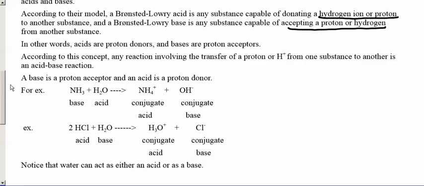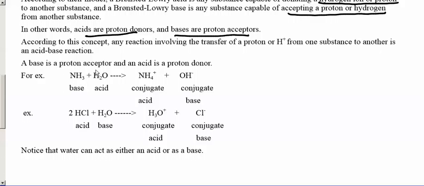So let's take a look here. I've got NH3 and H2O. H comes off of the H2O, moves over here. I get NH4 plus, OH minus. Currently, when I look at what happens here, this thing is giving up an H plus, so it must be an acid. And this thing is accepting an H plus, so it must be a base.